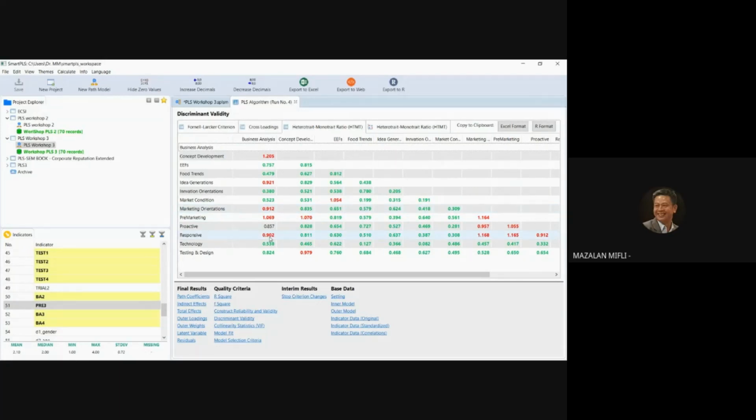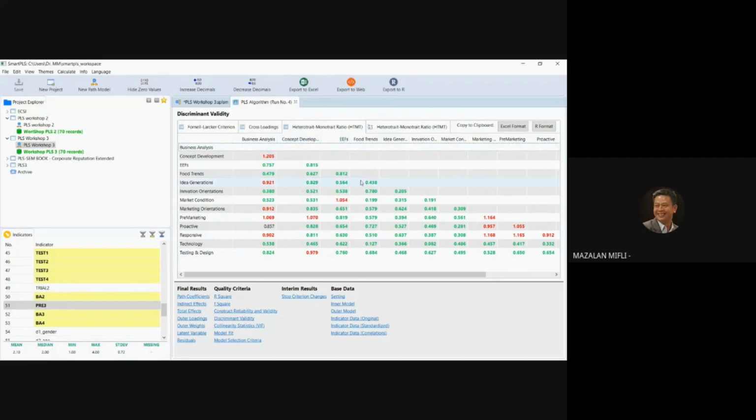Responsive. Okay, there's another one. It's nearly, I mean, they put down here 0.9 because it's nearly 1. Same thing goes to this one. Okay, so there you go.